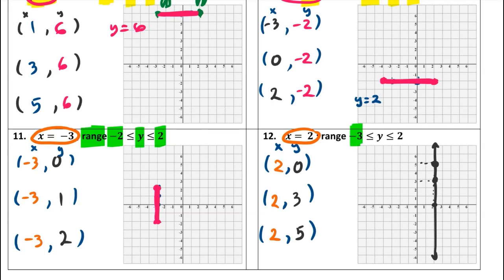The restriction is y between -3 and 2. At y value -3, you're going to cut it right here. And at 2, we're going to cut it right there. So we keep the one in the middle, and we erase the sides.